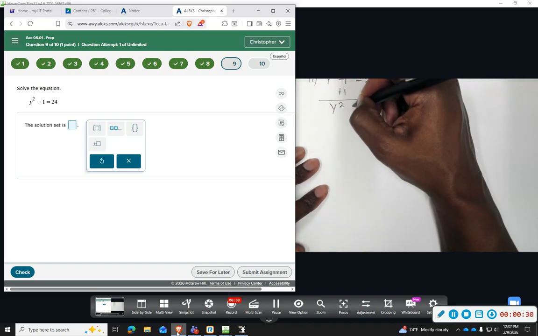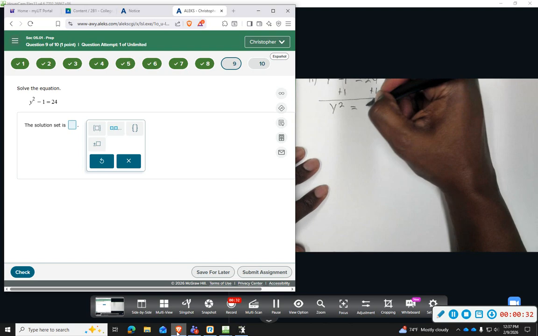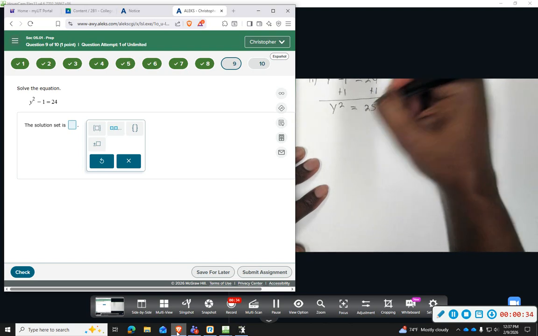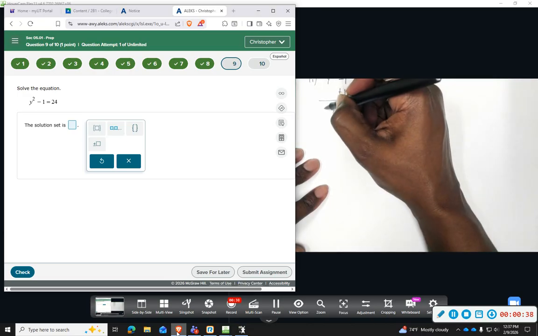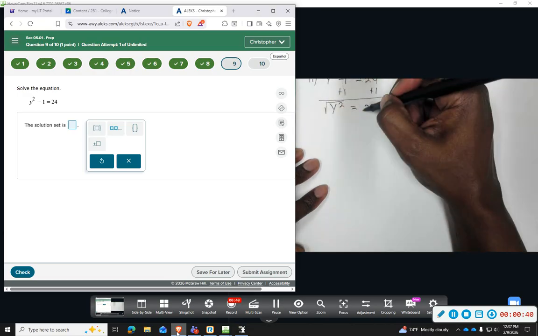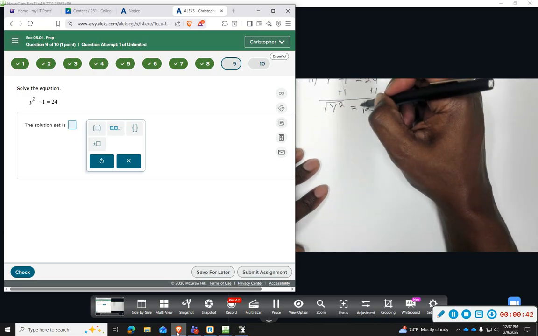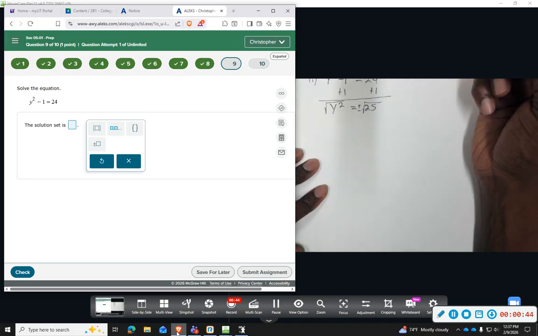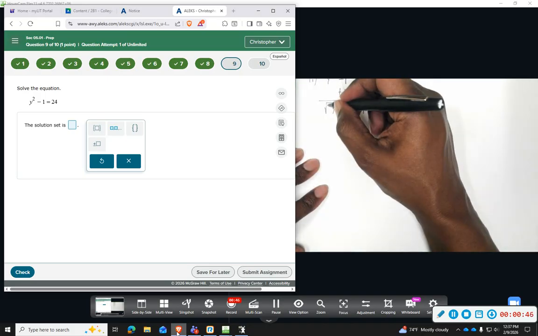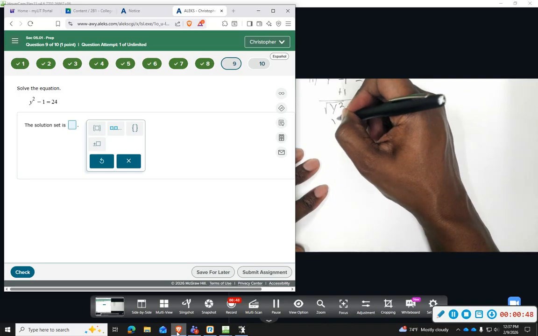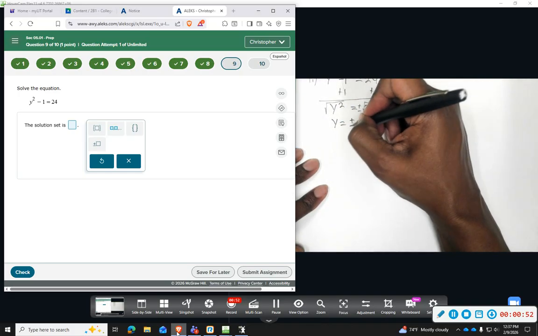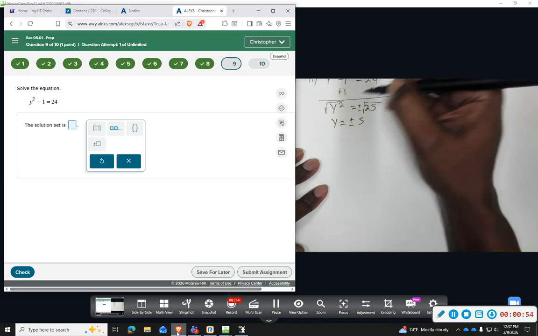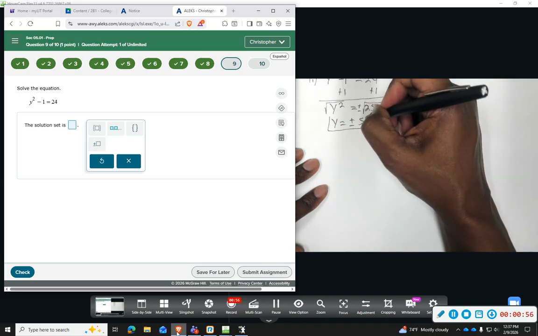That will leave us with y squared equals 25. To get rid of the squared, we're going to take the square root. We've got to do that to both sides. Whenever you do a number, positive or negative, square cancels out the square root. The square root of 25 is 5, so you get a positive or negative 5.